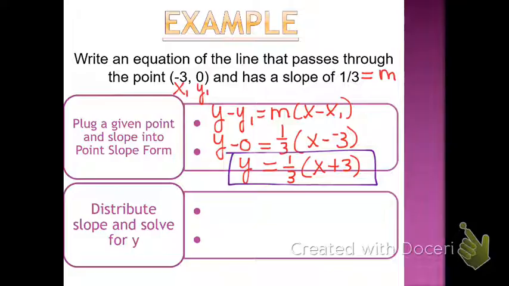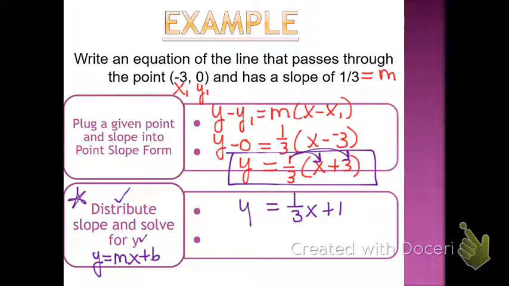And then to change it to slope-intercept form, that's where we'll distribute the slope and solve for y. So to distribute the slope here, we've got 1/3 times x, which is 1/3 x, and 1/3 times 3, which is 1. And then we actually kind of get to skip this last step because it just happened that our y sub 1 was a 0, which means we don't need to solve for y. The y is already isolated.